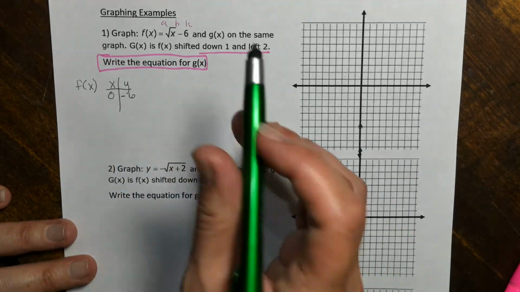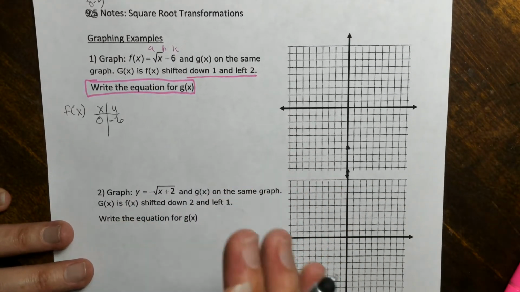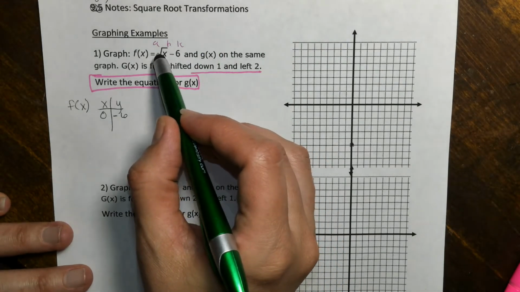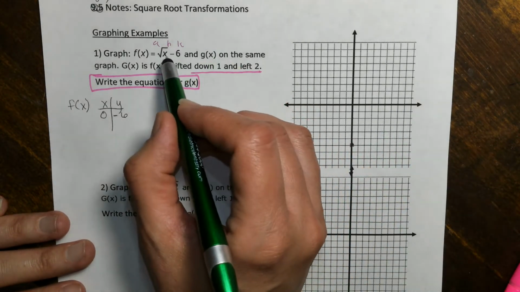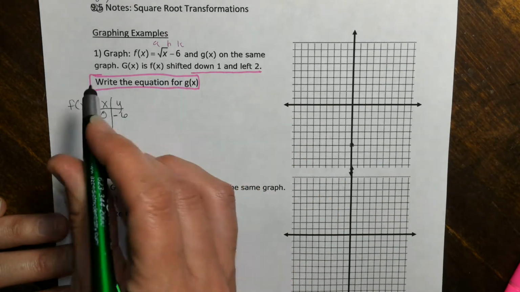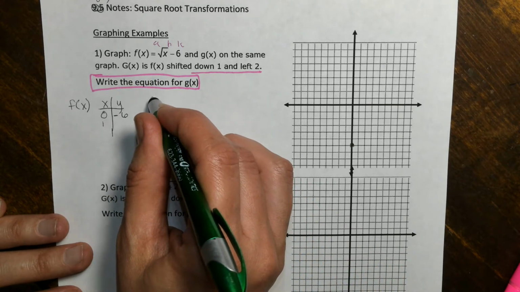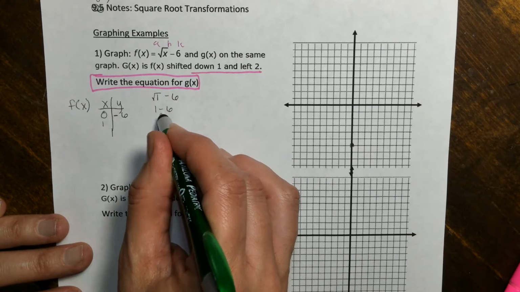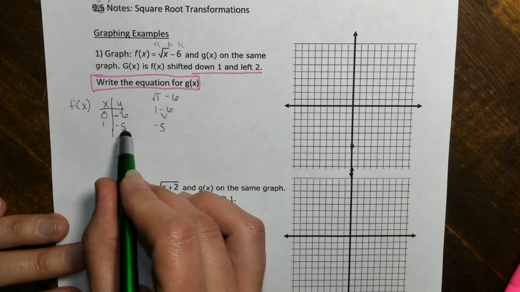To get the next point, since we're working with square roots, we want to use perfect squares. Because if we use perfect squares, it makes the math a lot easier. Like if I put in a 2 here, there's no square root of 2, and we would get a decimal, and that would be really difficult to graph. So we're going to think of, what's the next perfect square? Well, after 0 is 1. 1 is a perfect square. So if I put 1 in here, let's just look at that equation. Square root of 1 minus 6. Square root of 1 is 1, minus 6 gives you -5. So our next point is going to be at 1, -5.